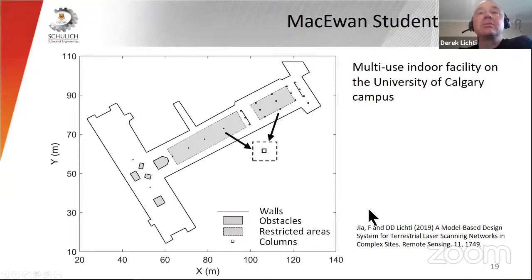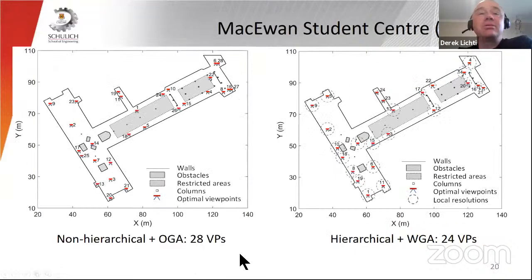Okay, next we'll show you the solutions from the original and the weighted greedy algorithm for viewpoint placement. What we can see is that the weighted method gives us four fewer viewpoints, 24 instead of 28, which does represent certainly a savings.